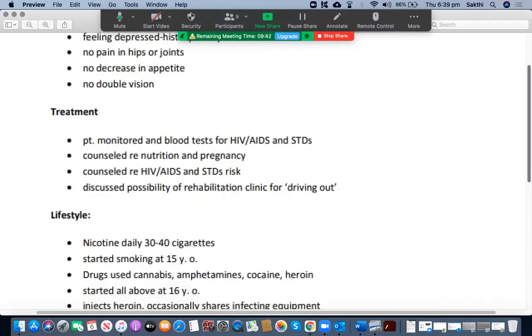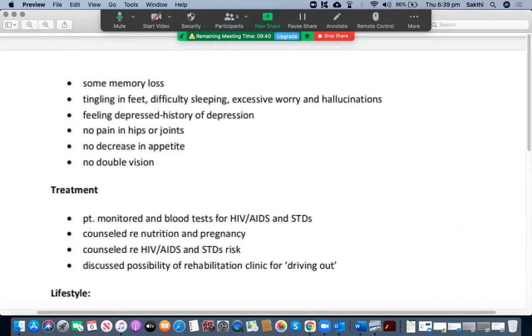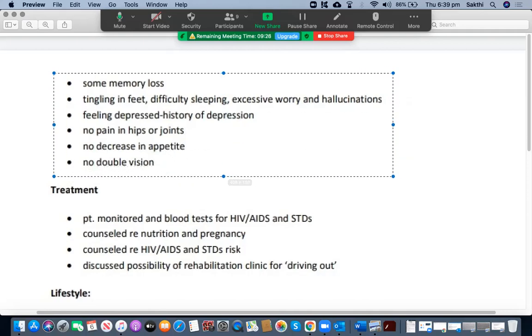Okay, good. Patient monitored. I think you have included these things, isn't it? Memory loss. Am I right? Did you include memory loss? I have not written it, but you should say she has hallucination. Memory loss is also important, isn't it?